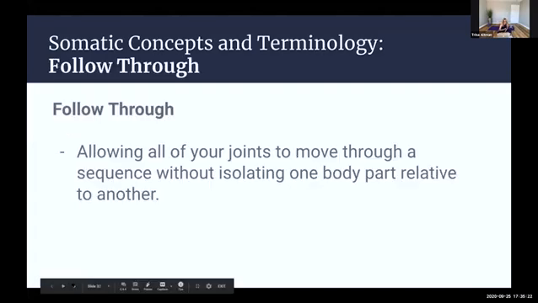Okay, follow through. Follow through means allowing all of your joints to move through a sequence without isolating one body part relative to another. I think it's very empowering to be able to decide what you want to isolate and move and what you don't. I'm a Pilates teacher as well, and Pilates does a really good job with that. So does FRC, where you're isolating a joint as opposed to integrating multiple joints. And follow through is allowing your joints to respond.